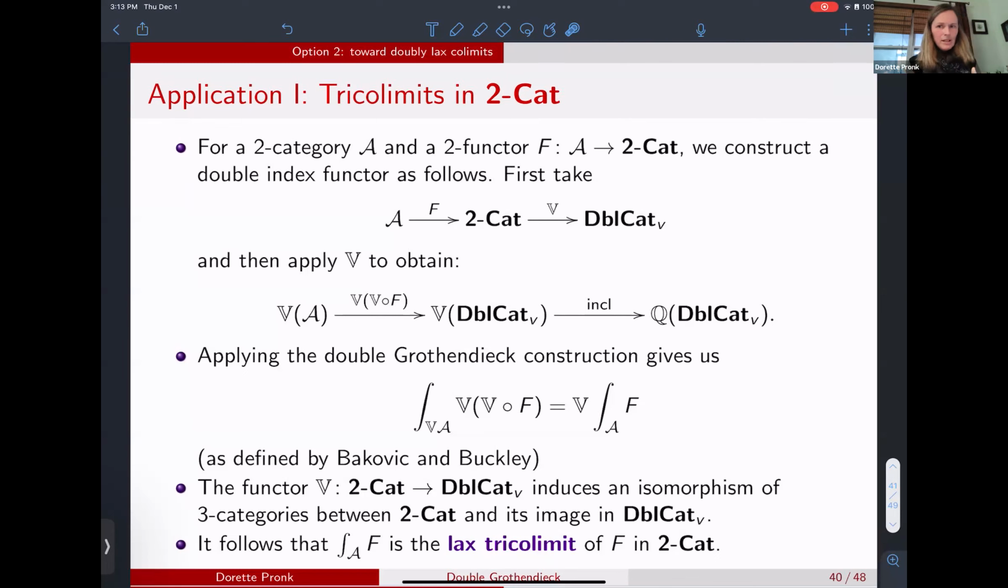Now further, I think that this was originally given just as a fibration. And now we can say, well, but wait, V is actually an isomorphism between two categories and its image in double cat V. Which means that our colimit result tells us that this one here, without the V, is also a lax tricolimit in 2Cat, or oplax if you prefer. So this gives us that Buckley's construction is also a tricolimit.